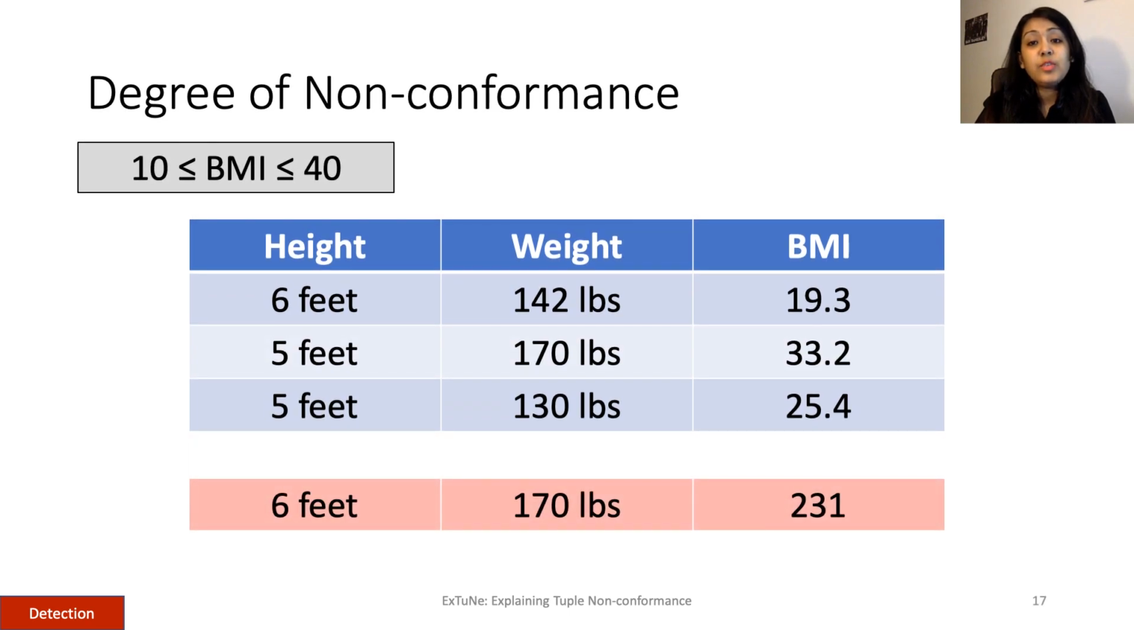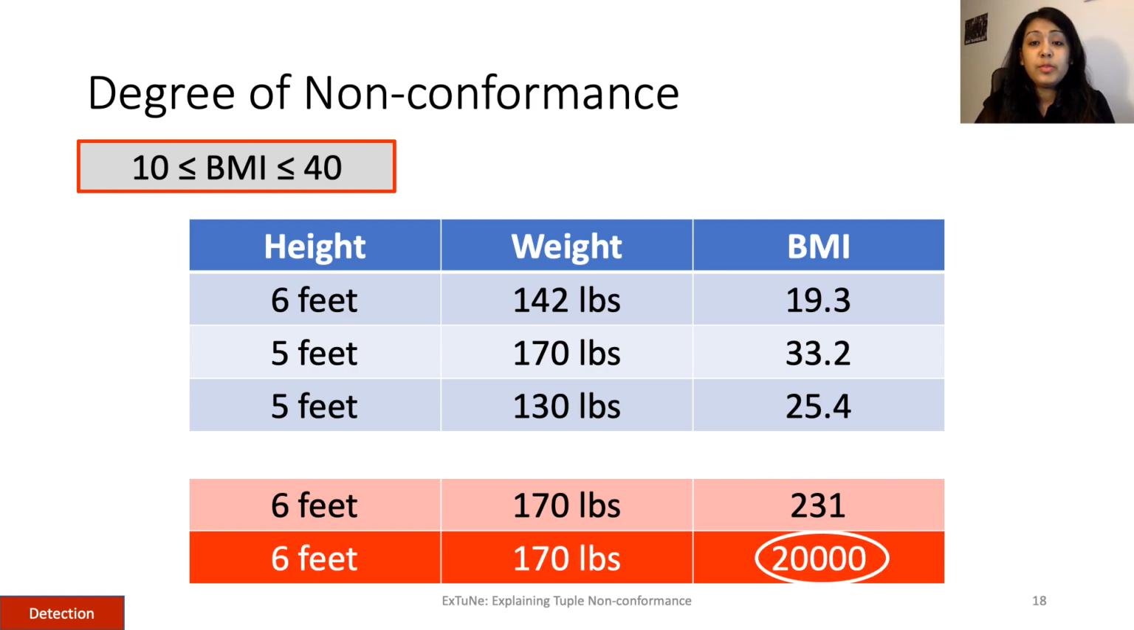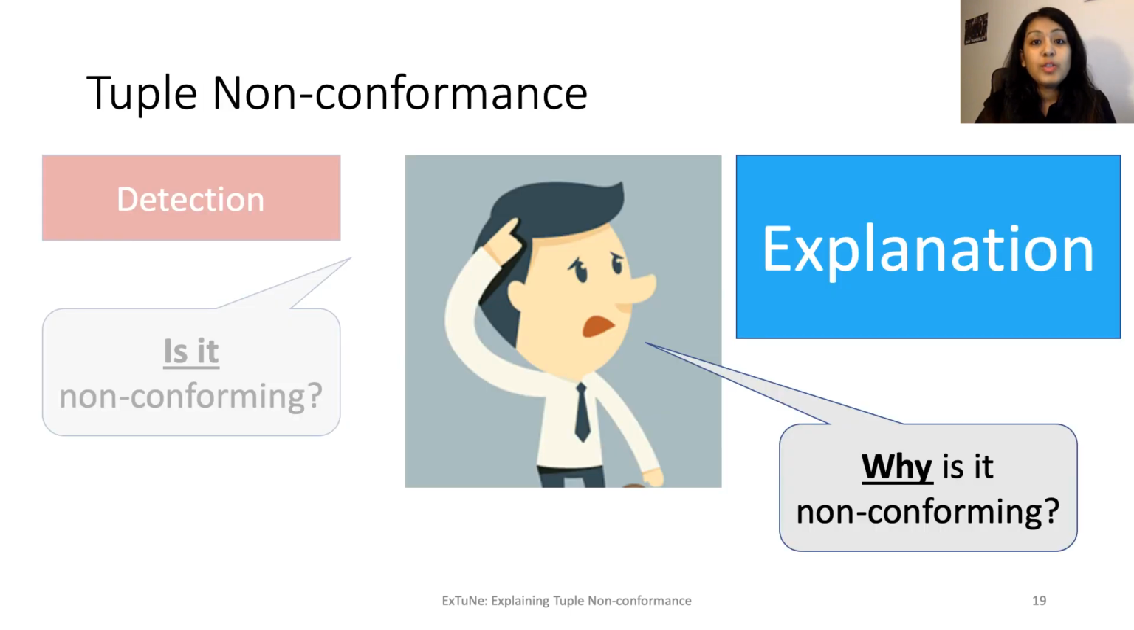Now suppose that a new tuple arrives with BMI 231. This tuple is clearly non-conforming because it violates the data invariant that states the typical range of BMI. Now another tuple arrives with BMI 20,000. This tuple is way more non-conforming than the previous tuple. To capture the degree of non-conformance, we measure how much it violated the data invariants. More violations imply more non-conformance. So far, I have talked about how we detect and measure the degree of tuple non-conformance. The goal of this demo is to provide an explanation so that we can understand the causes of these non-conformances.